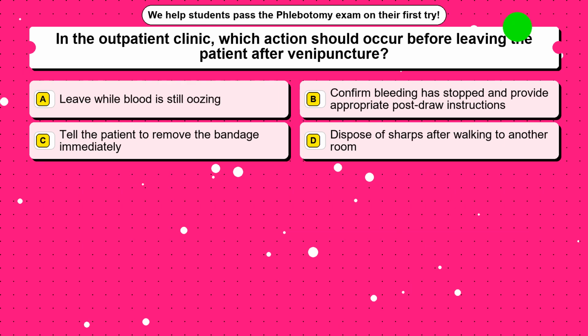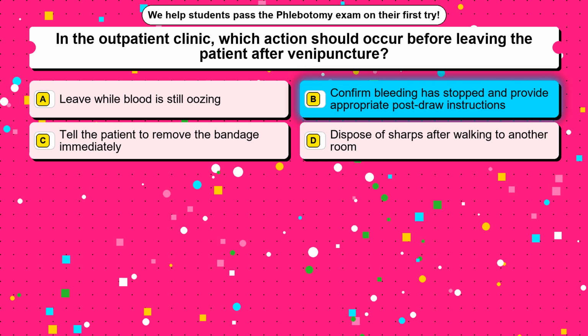Question 61. In the outpatient clinic, which action should occur before leaving the patient after venipuncture? Option A, leave while blood is still oozing. Option B, confirm bleeding has stopped and provide appropriate post-draw instructions. Option C, tell the patient to remove the bandage immediately. Option D, dispose of sharps after walking to another room. The correct answer is option B.